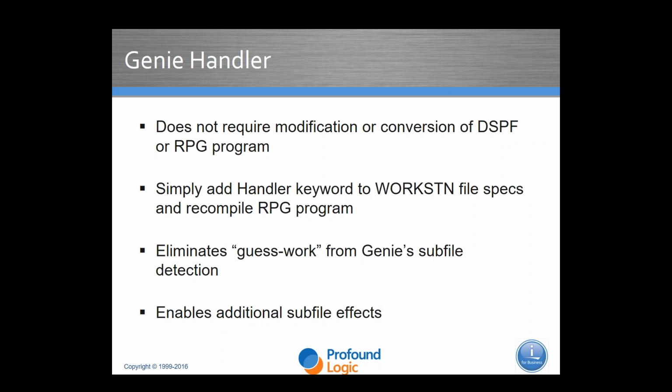The first thing that the handler does is it provides high-level information about the display file to Genie for the purpose of taking guesswork out of Genie's subfile detection. So for those of you who have used Genie before, you may be aware that it has effects for your subfile screens. It will place a grid over your subfile that has a couple of nice effects. But the subfile detection has been based to this point on pattern detection. Genie looks for what appears to be a subfile on screen, and it puts a grid, but it looks nice, but you still have to page up and page down through the records.